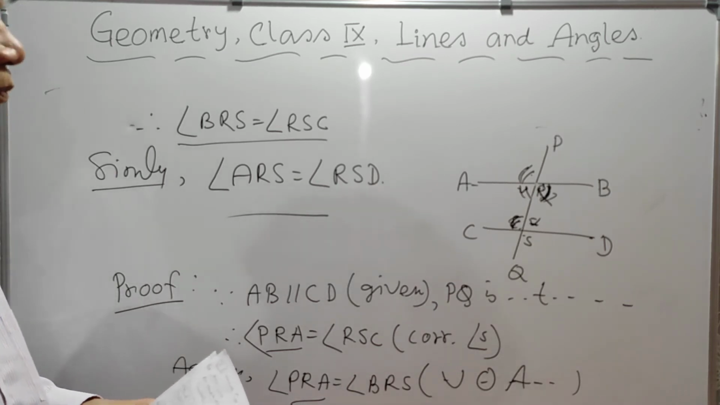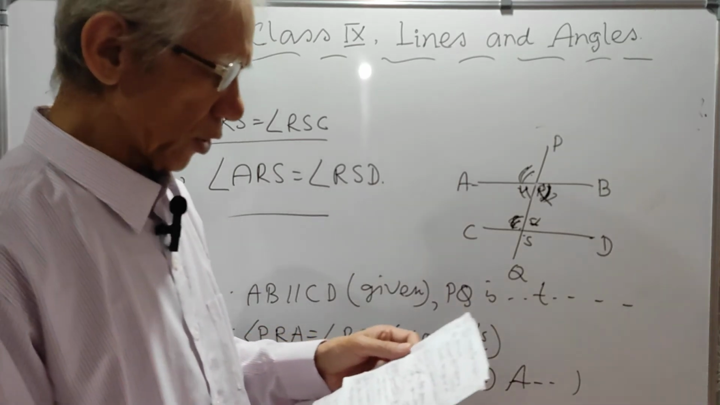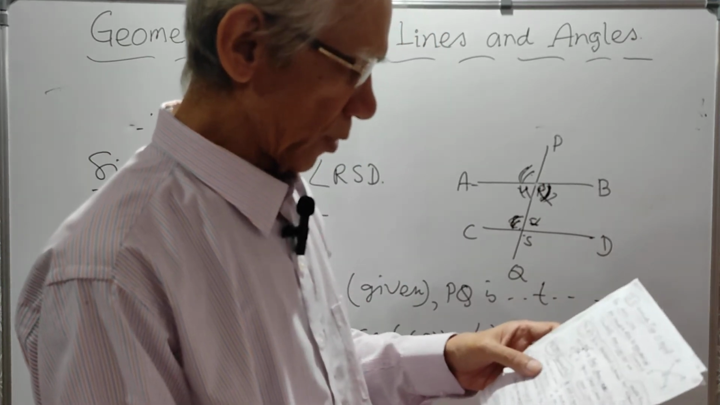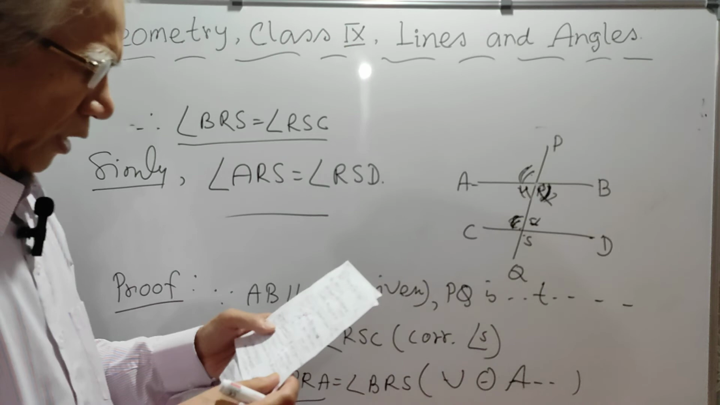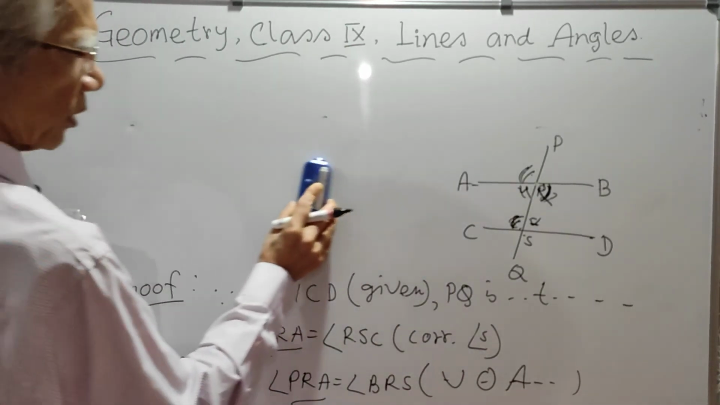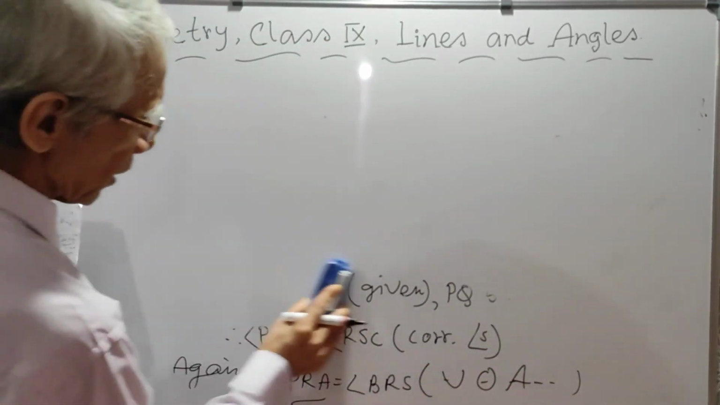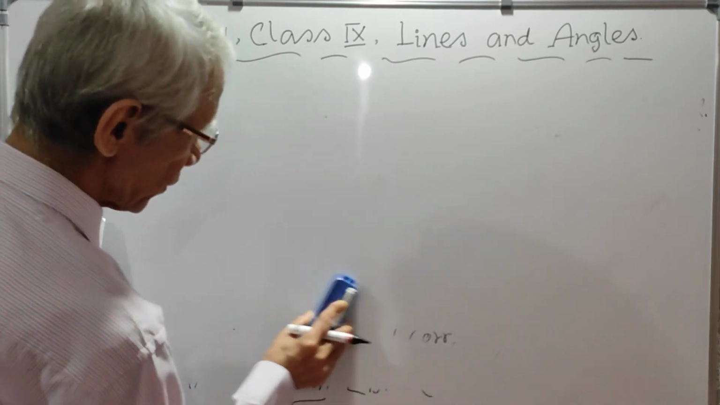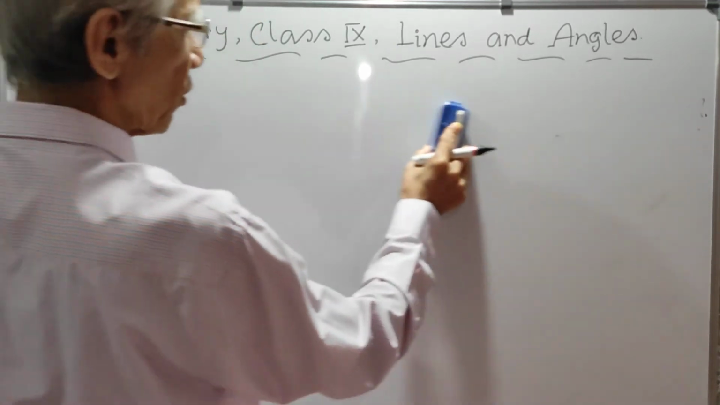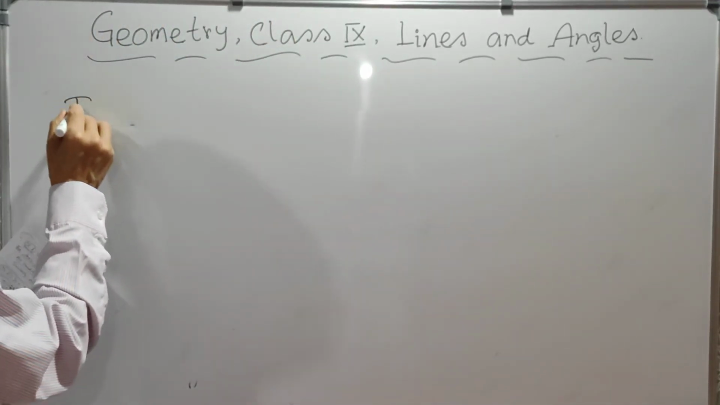Okay. Now, as I told you, there are 8 theorems. Then theorem 3. Quickly, let us do theorem 3. So let us do theorem 3, then we'll stop for today. Okay. Now theorem 3 is converse of theorem 2. Now since it is converse, I'd like to do it today.